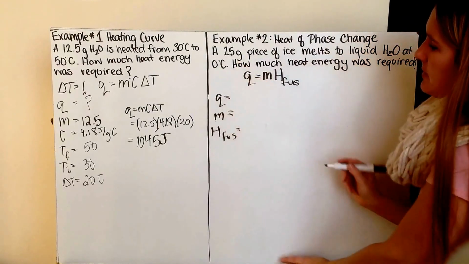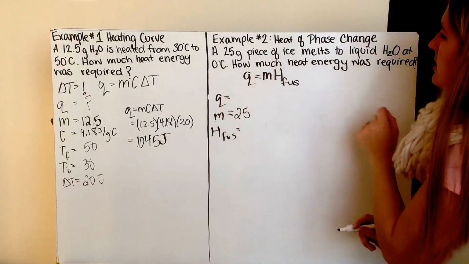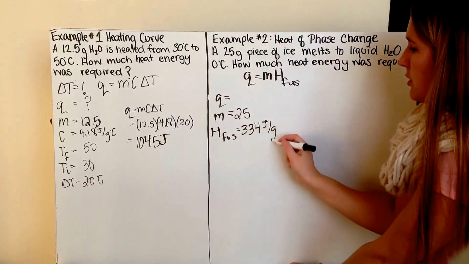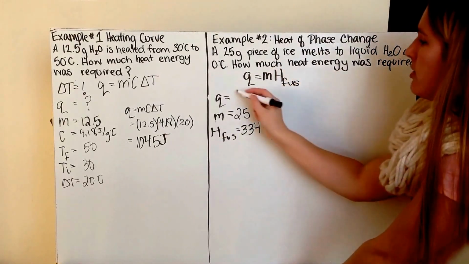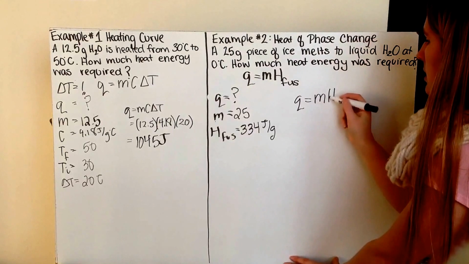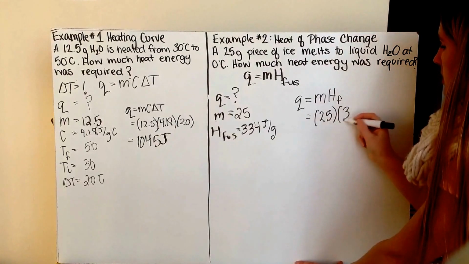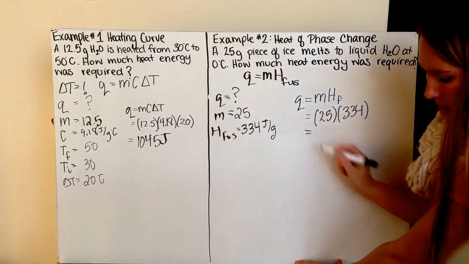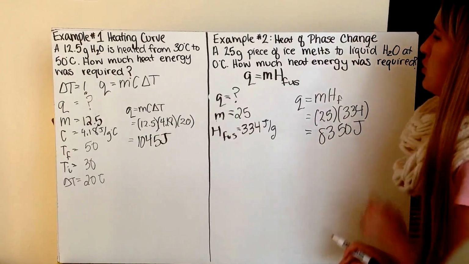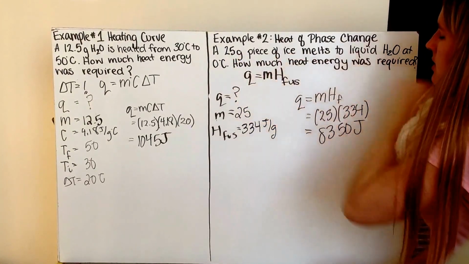I have 25 grams of ice, that's my mass. It melts to liquid water at 0 degrees Celsius. It's melting, so heat of fusion, 334 joules per gram. How much heat energy is required? That's Q. That's what I'm looking for. Q equals m H fusion, 25 times heat of fusion 334, and I get my final answer to be 8,350 joules of heat energy required to transform my 25 grams of ice to liquid water.